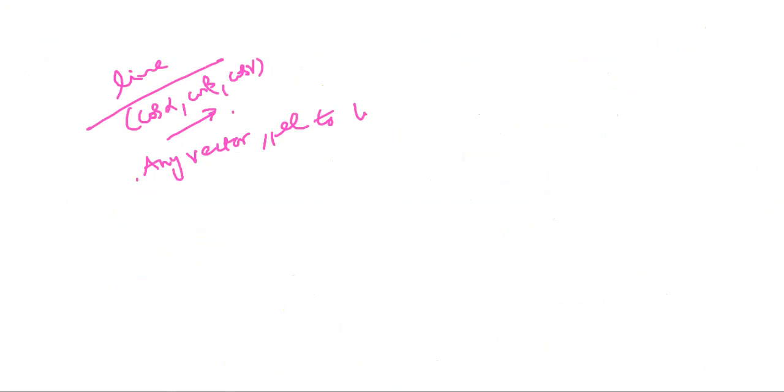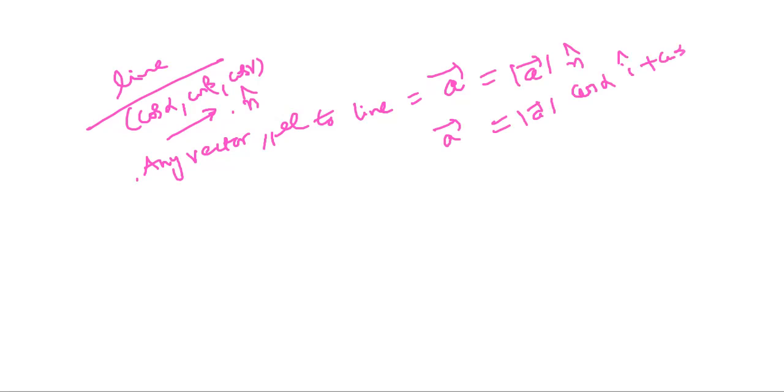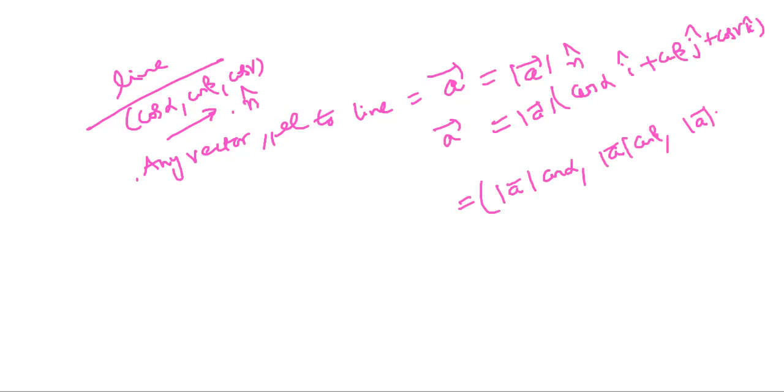So any vector parallel to the line, if you want to draw, say some a bar, can be written as the magnitude of that vector into this unit vector n cap, isn't it? So any vector parallel to the line, of course, mod a into n cap is nothing but cos alpha i cap plus cos beta j cap plus cos gamma k cap. Now that can be written as mod A into cos alpha, mod A into cos beta, mod A into cos gamma. This is also represented as mod A into L, mod A into M, mod A into N.